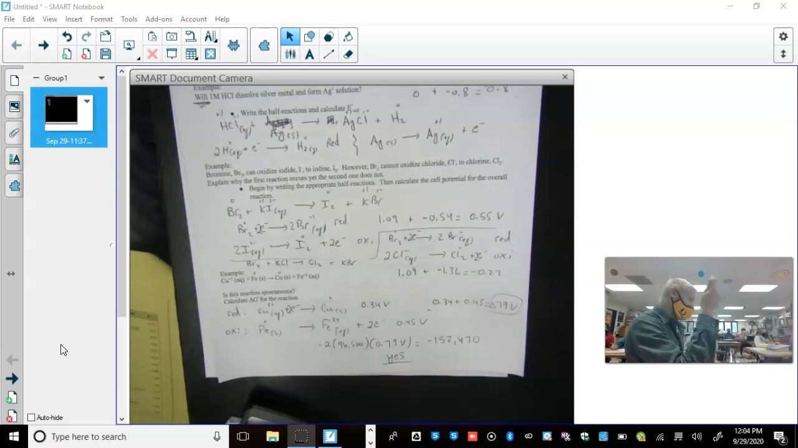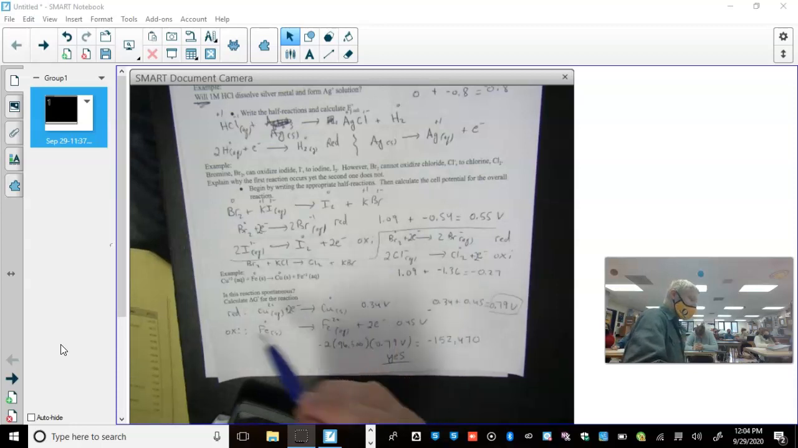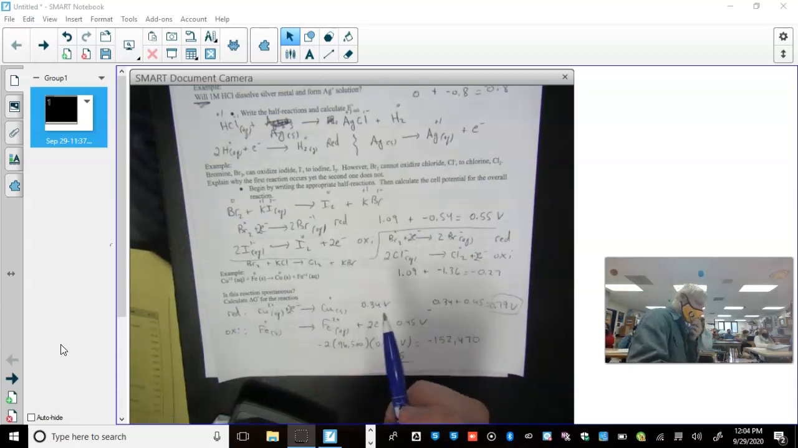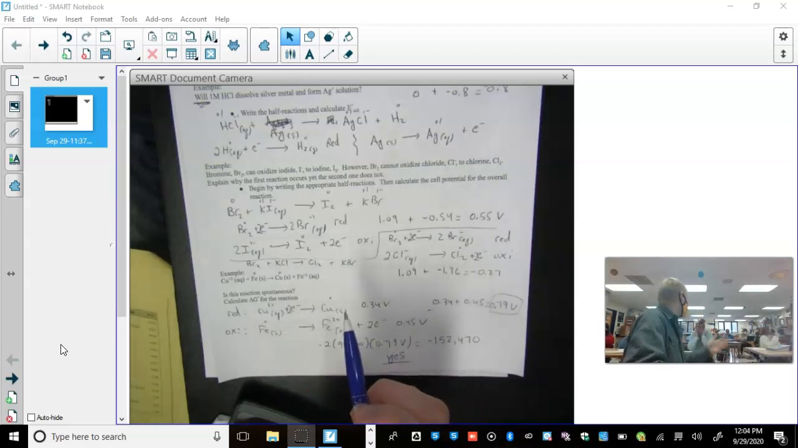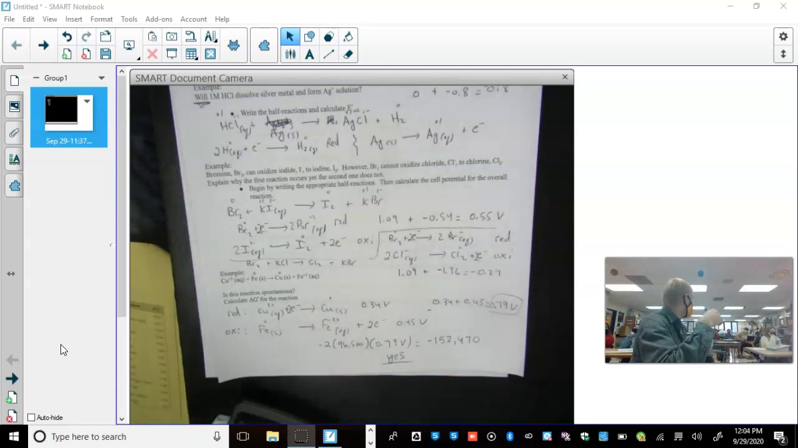So could you answer it without finding delta G? Yes, you could answer the question. But you wouldn't be able to answer the calculate delta G for the reaction. So, yeah, delta G relates to thermodynamic energy. So it's just showing that redox, delta G comes back. It can be used for redox reactions also.